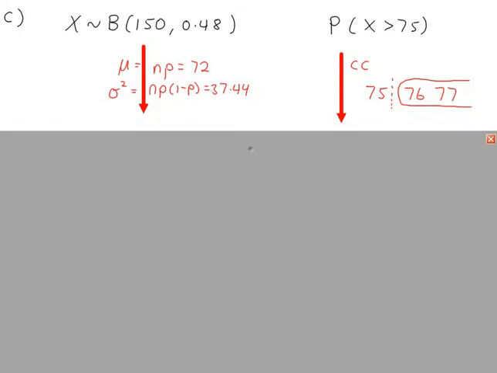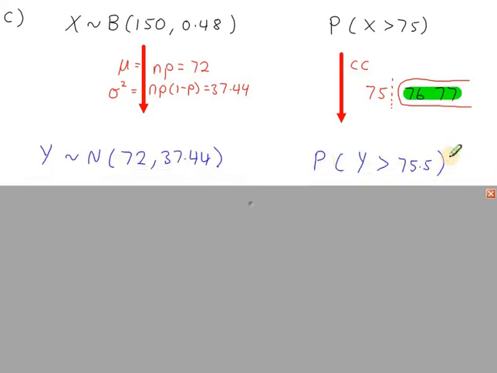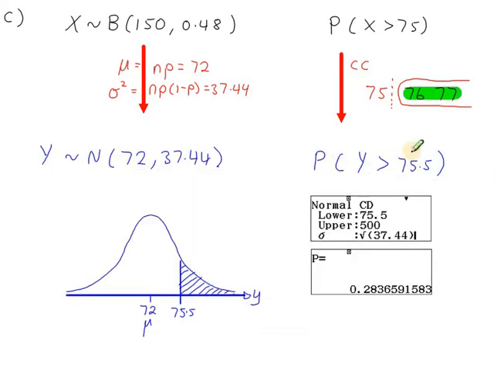Part C, probability X greater than 75. So we don't want the 75, but we want 76, 77, and so on. So the continuity correction: these are the ones that we want. In between what we want and what we don't want is 75.5. So we're working out this probability. So 75.5 here, we're shading to the right. We're looking for this region. Values in the calculator, and here's the probability. Again, this is an estimate to this.